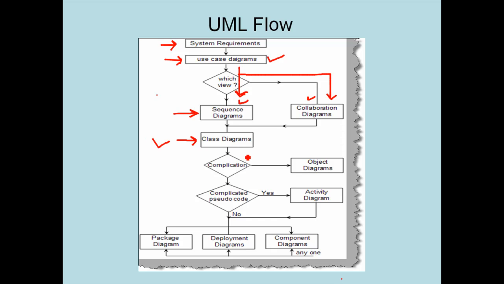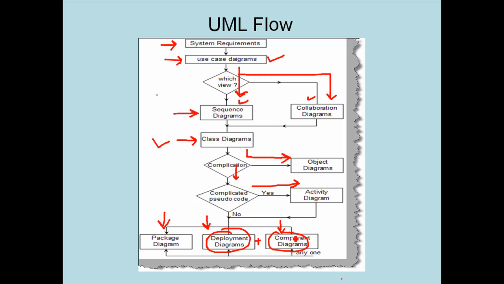After that, if you think that in the class diagram there are a lot of complications in terms of showing runtime one-to-many or many-to-many relationships, then use the object diagrams. If you think there are no complications, move ahead. And if there is a complicated pseudocode to be explained, then use the activity diagram. If there is no complicated pseudocode, then use one of the diagrams which shows your overall logical view, or the logical as well as the physical view. Most people from these views choose the deployment diagram, because it shows you the hardware view, and you can use the component diagram to show the software view.